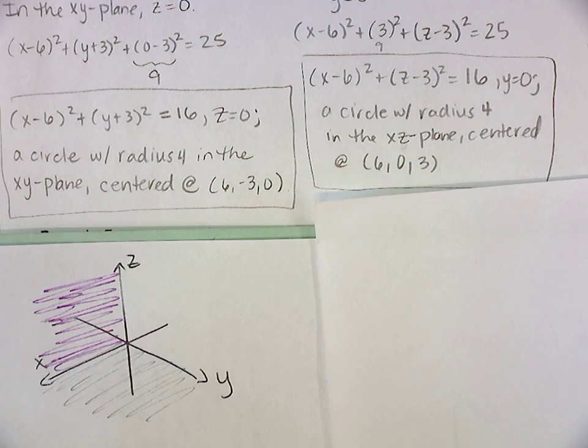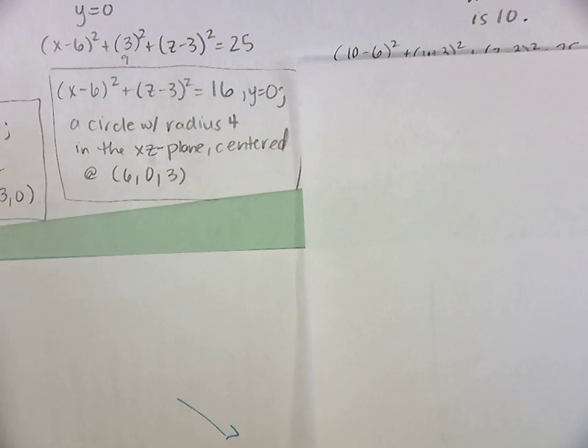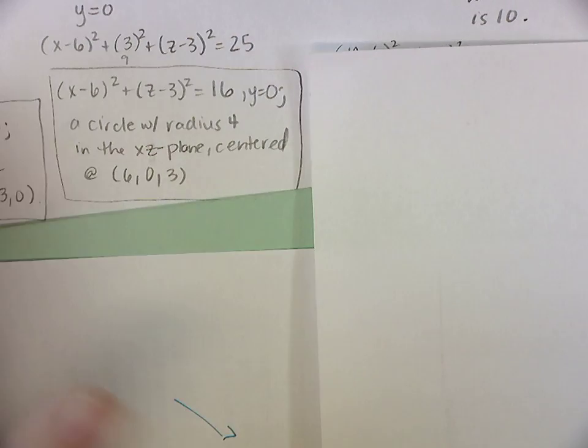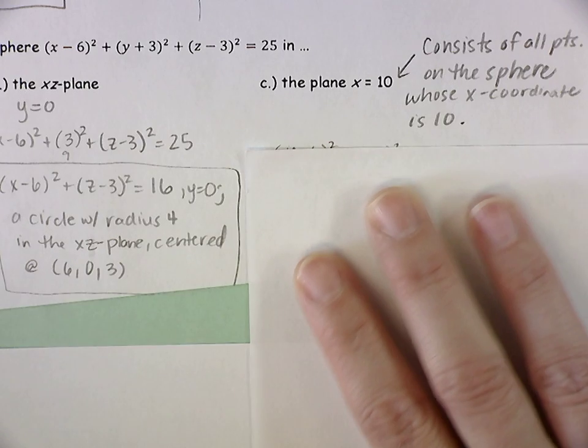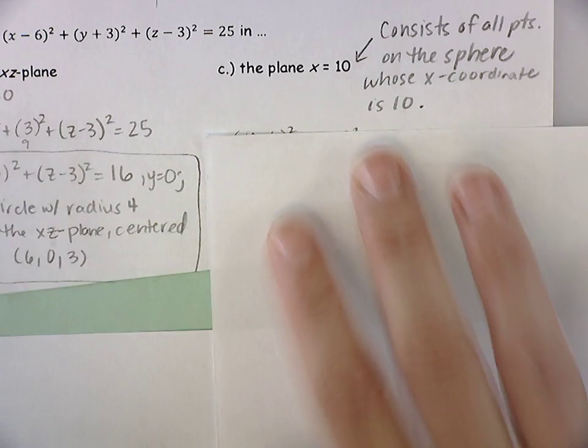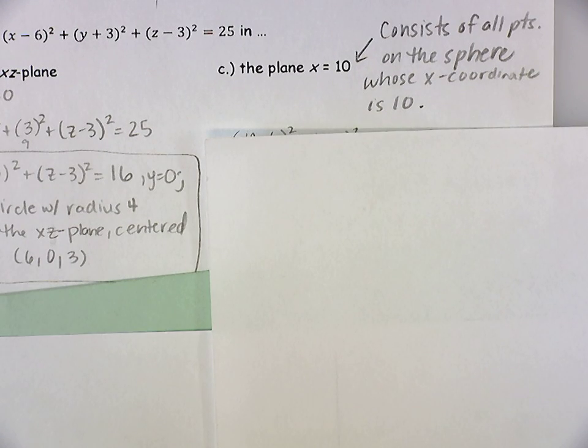Okay, and then let's try C. Any questions on this one? Okay, so for C, they just tell you it's in the plane x equals 10. So what that means is this is going to consist of all of the points on the sphere whose x-coordinate is 10.